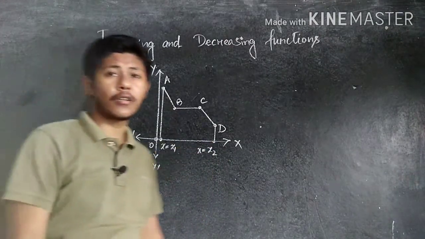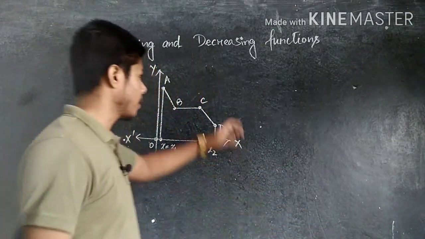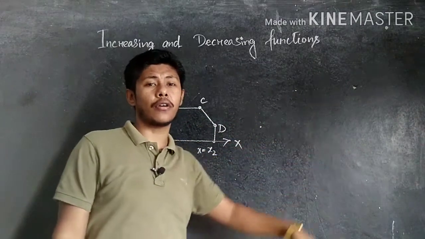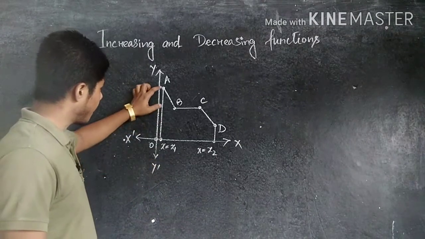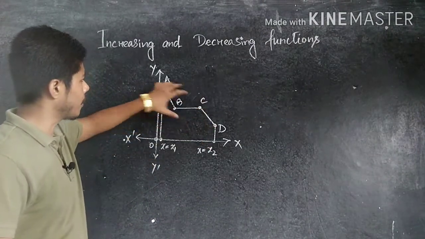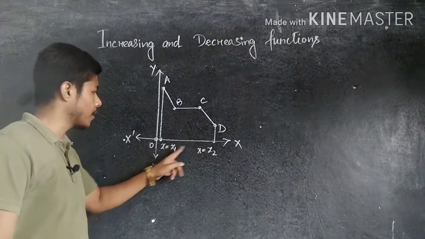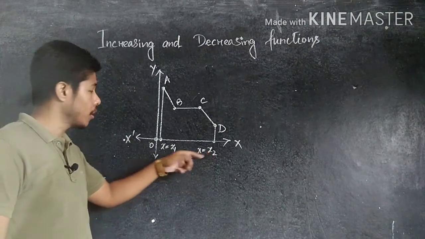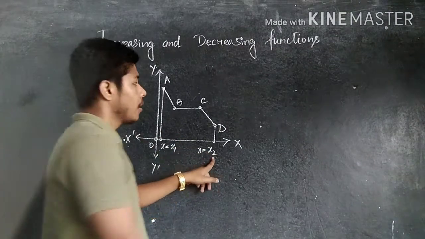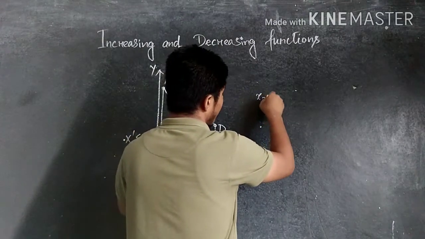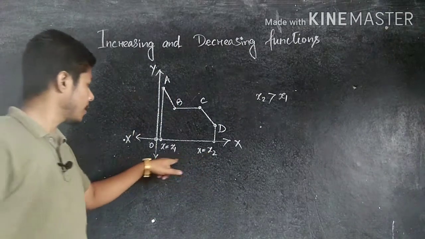We have not yet done strictly decreasing. Here we have directly shown decreasing. So in this case, if you consider these two points, which one is greater? If you see the values of x1 and x2, so obviously according to the axis, which one is greater? x2 is greater. So in this case, we get here x2 is greater than x1. x2 is greater than x1.